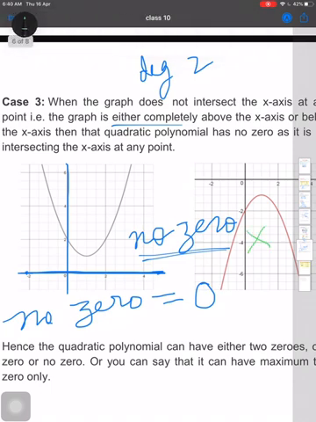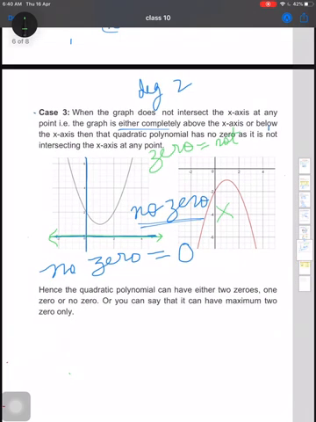So what is the reason for that? Sometimes in a quadratic polynomial the zeros are not real, and only real numbers can be represented on a number line. So if the zeros are not real, then the graph will not intersect the x-axis, because these points you cannot represent on the number line. So I hope all these things are clear to you.